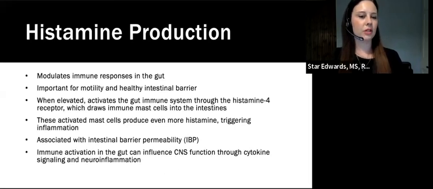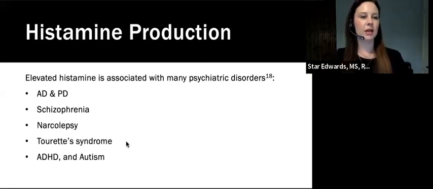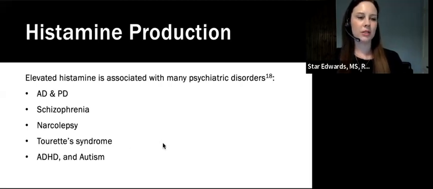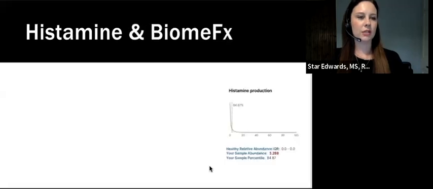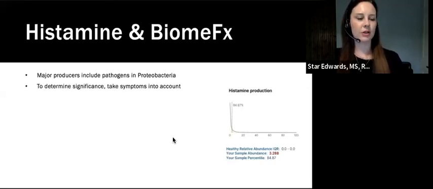The immune activation in the gut can influence central nervous system function through cytokine signaling and neuroinflammation. There is research to show that histamine is elevated in several psychiatric disorders, including Tourette syndrome, Parkinson's disease, ADHD, and autism. This is what it looks like on BiomeFx. The major producers include a lot of pathogens and proteobacteria.